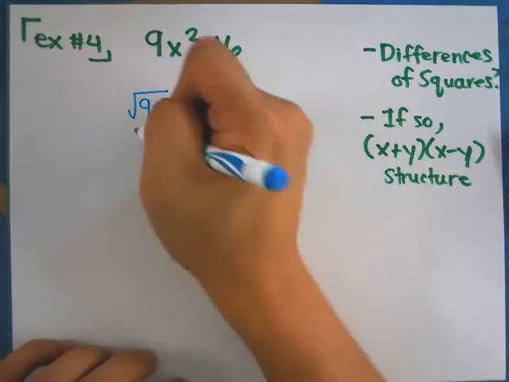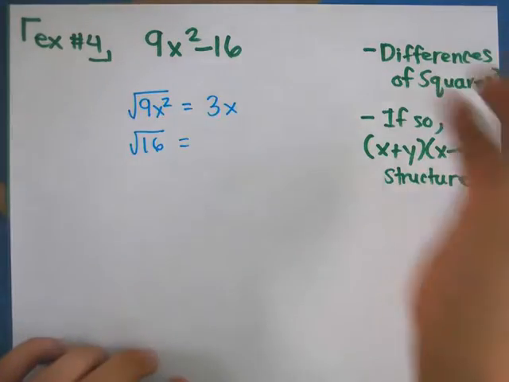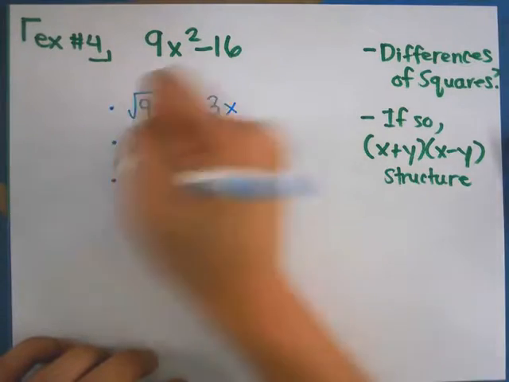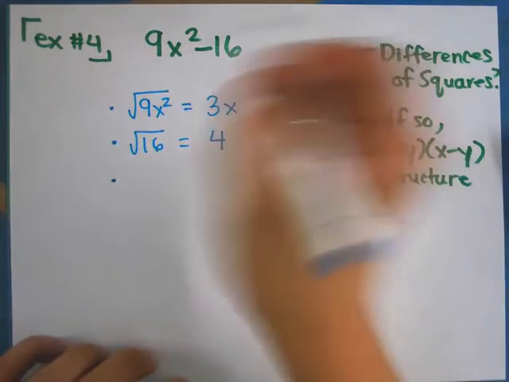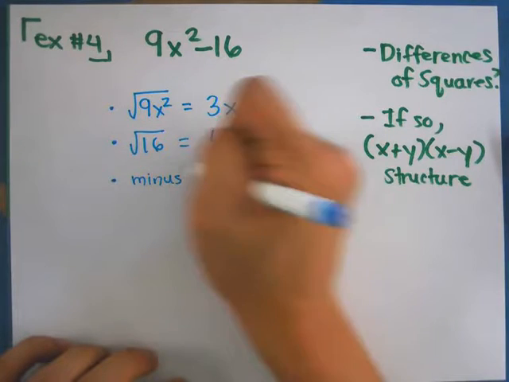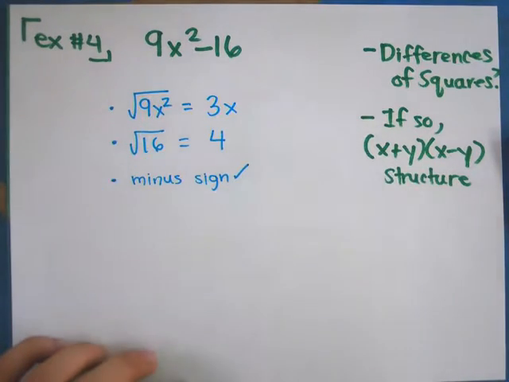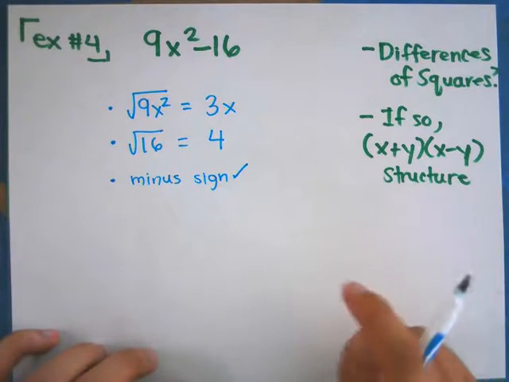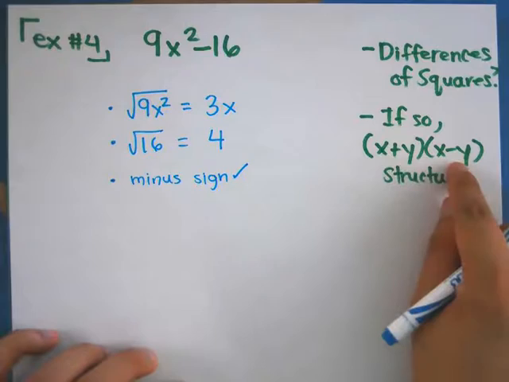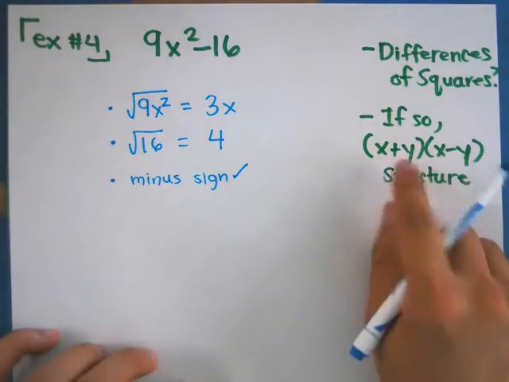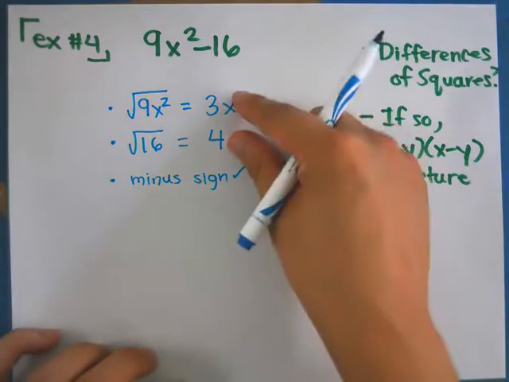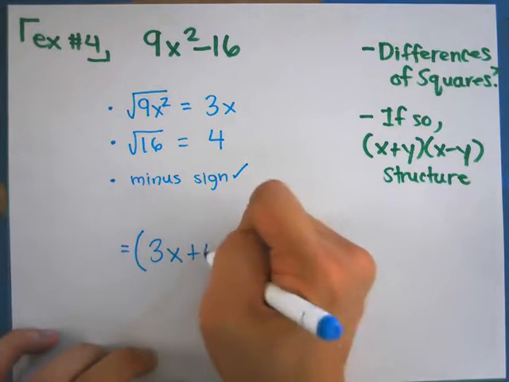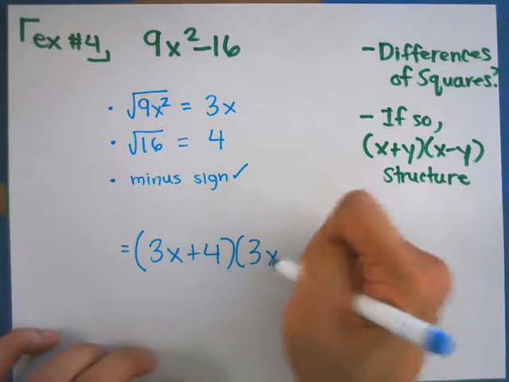Okay. Let's square root the 16. Well, that's going to be 4. Okay, 1, 2, and the third thing that we need is there a minus sign? Yes, there's a minus sign in between. Okay, so if you see that this is the difference of squares, then we're going to follow this structure over here, just like in phase 3, and the x and y represent the terms that have already been square rooted. So your final answer is going to be 3x plus 4 and then 3x minus 4.